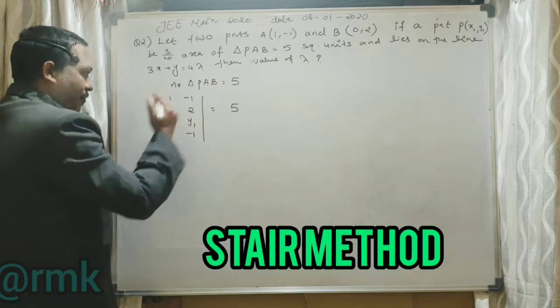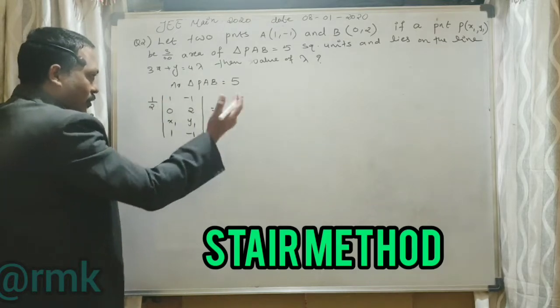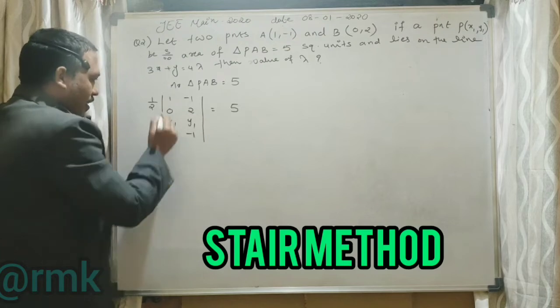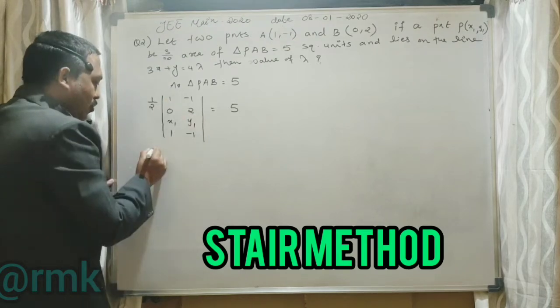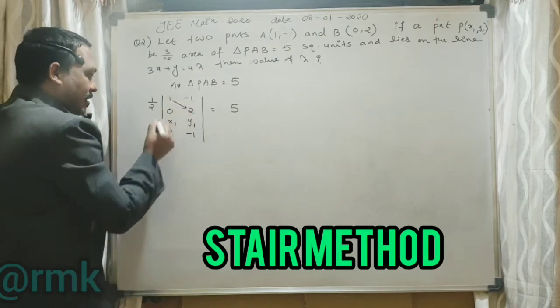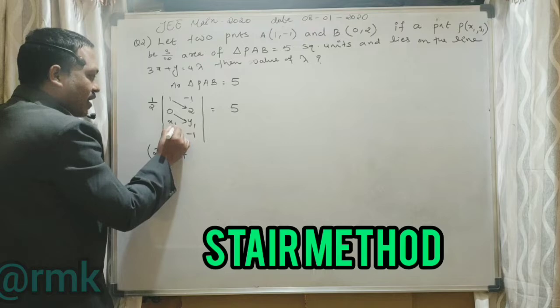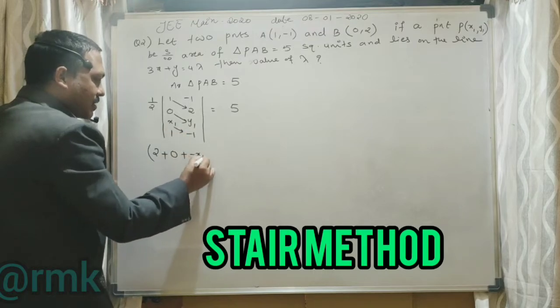That is half, going to pass through the RHS. Then 1 into 2, the stair method is like this. 1 into 2 is 2, plus 0 into y1 is 0, x1 into minus 1 is minus x1.